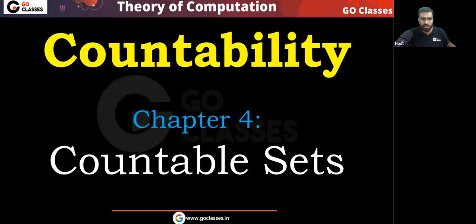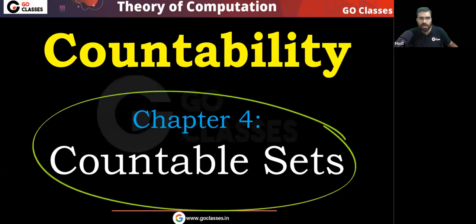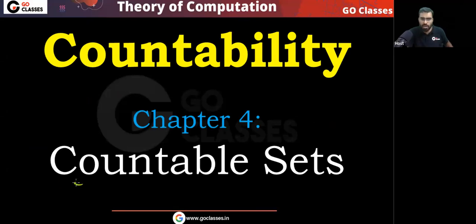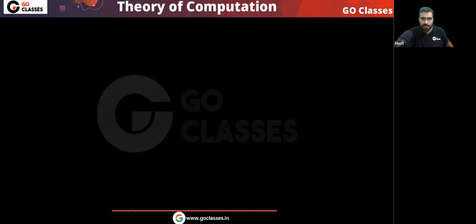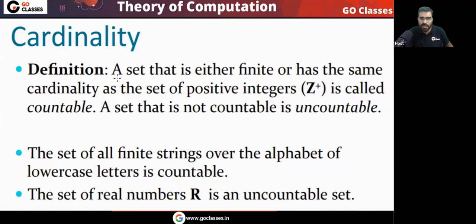Now let's see the definition of countable set. Our next chapter is countable sets. A countable set means a set which is either finite or has the same cardinality as the set of positive integers. That is called countable. And if a set is not countable, then it is uncountable.